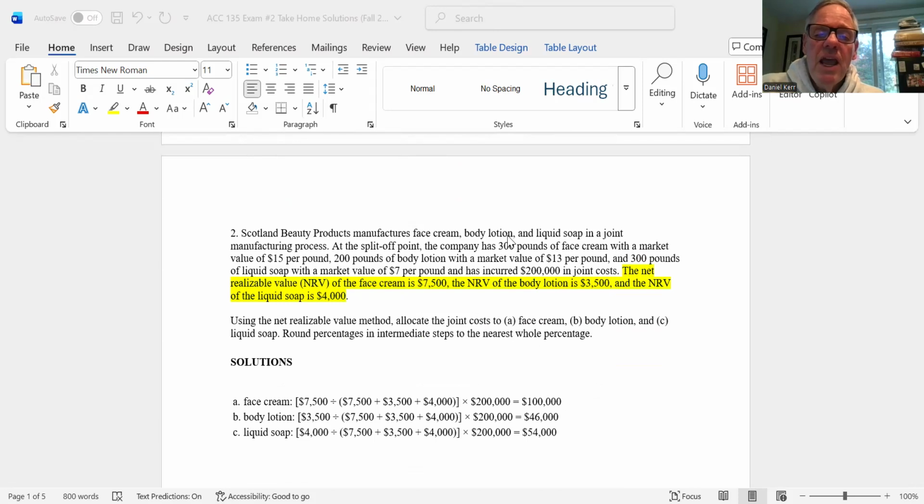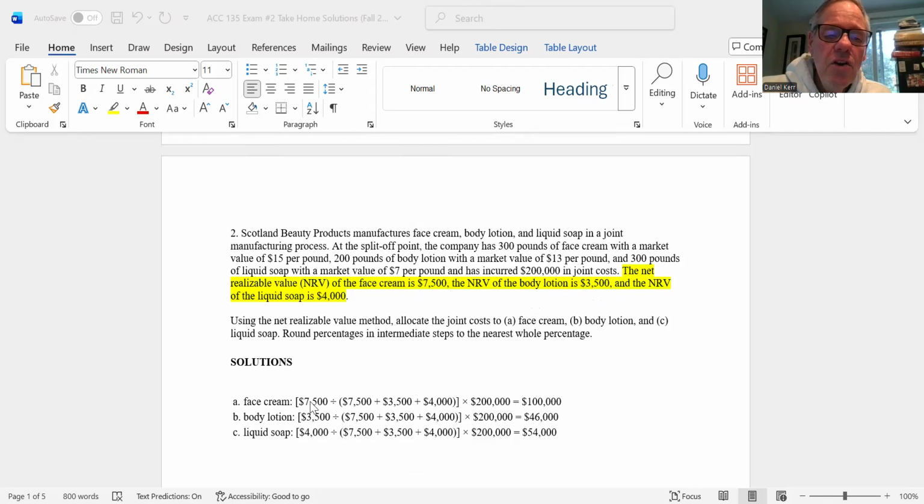A couple of you went ahead and started to figure out the market value of each, but net realizable value is calculated by taking the market value minus the additional costs that are necessary to sell it. But here they went ahead and told you what the net realizable value was. So what you had to do is just allocate on the basis of these, and get the total net realizable value. So it was the total of 75, 35, and 40.